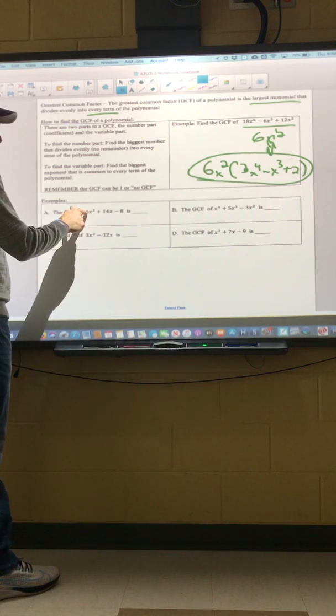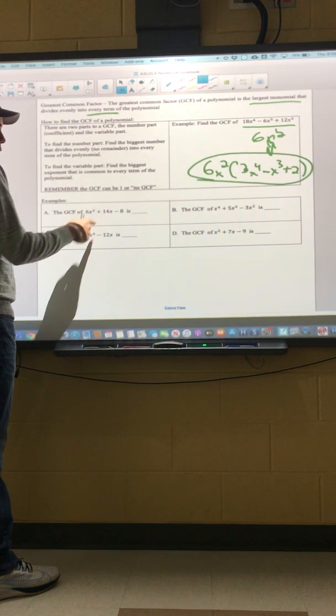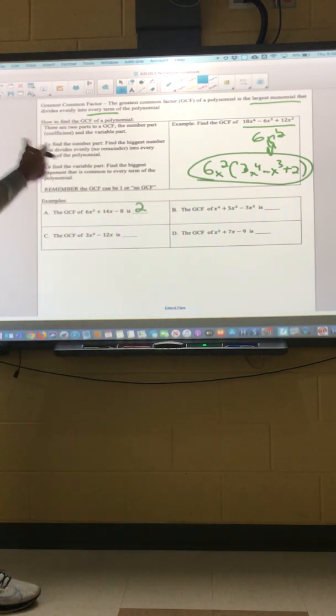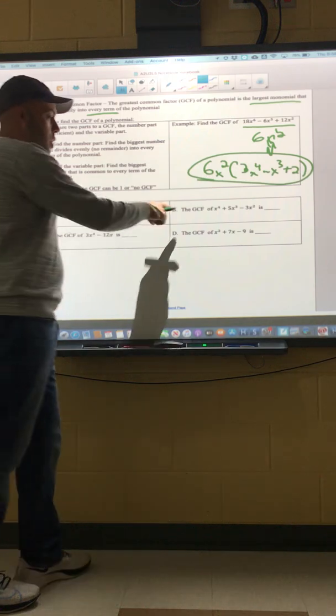Well, what else divides into 6? 3. Well, 3 doesn't divide into 14. 6 doesn't divide into 14. So that GCF would just be a 2. So again, that's kind of the process. So let's look at B.